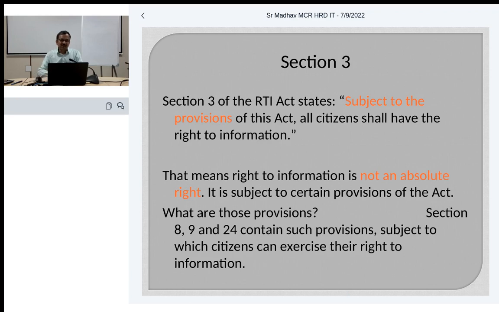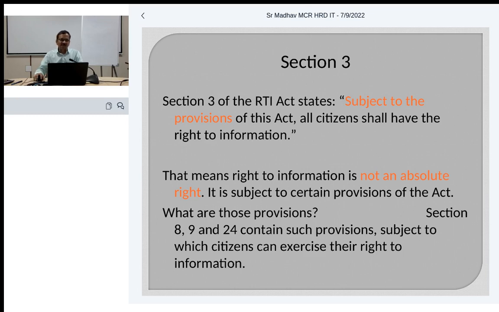So coming back to Right to Information Act, Section 3 says, subject to the provisions of this Act, all citizens shall have the right to information. What does it mean? It means the RTI is not an absolute right. It is a qualified right, qualified by certain provisions. But what are those provisions? You can find these provisions, subject to which all citizens can enjoy right to information, under three particular sections, that is Section 8, Section 9 and Section 24. So we will start with Section 24.